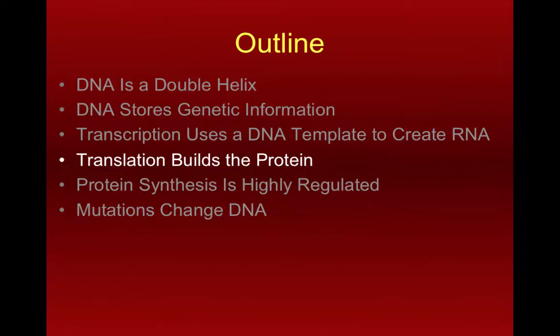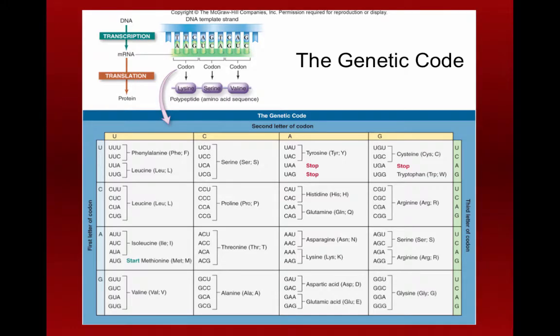Right, so now it's time to take a look at translation, which is where we're going to use RNA as well as ribosomes and a few other things to actually manufacture some proteins. So the first thing we need to take a look at here in this section is the genetic code.